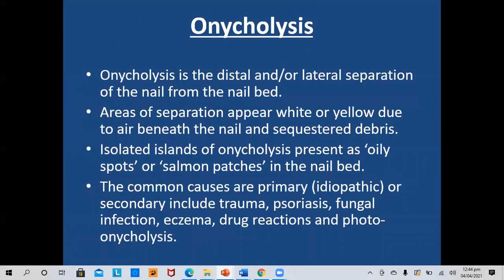Onycholysis. Onycholysis is distal and lateral separation of the nail plate from the nail bed. The area of separation appears white or yellow due to air beneath the nail and subsequent debris. The white color is mainly because of separation of the plate from the nail bed, and because of the air, the pink color of the nail bed is not reflected through the nail plate.